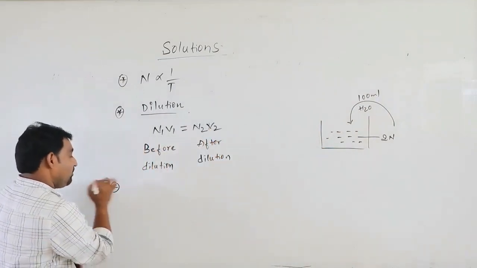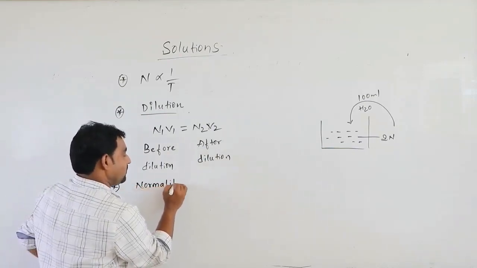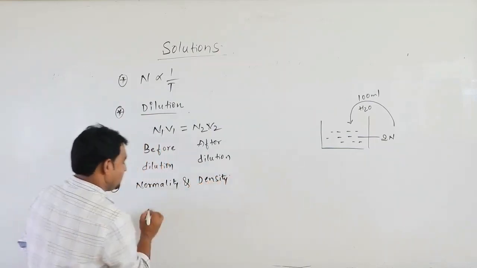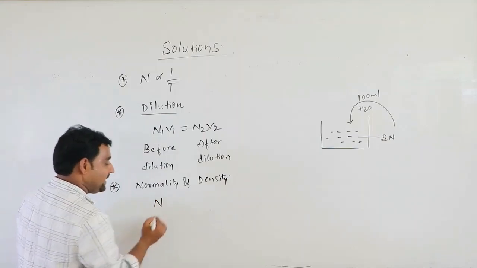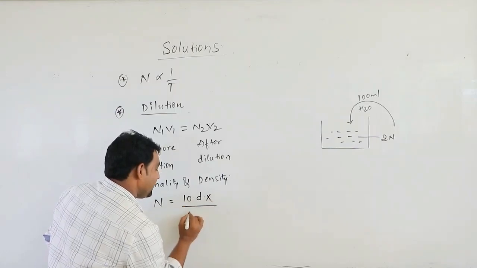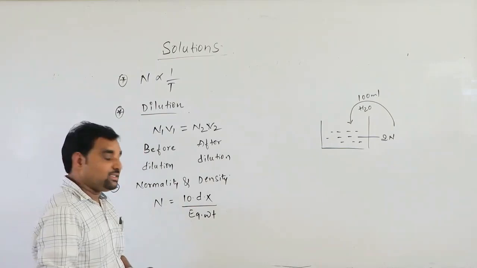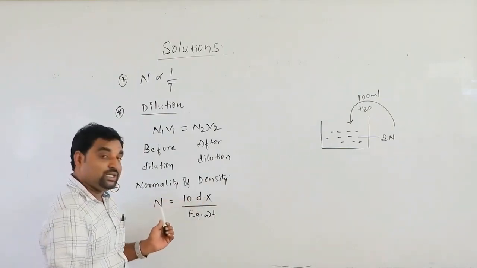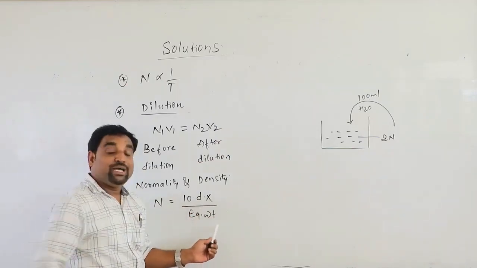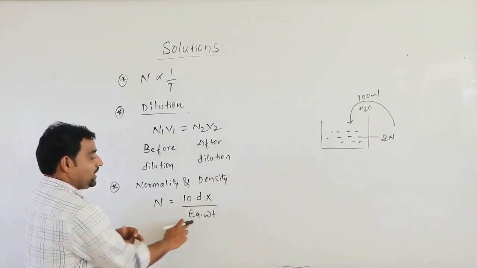And one more important relation is between normality and density. That is the same as that of molarity also. Normality is equal to 10 d into x divided by equivalent weight. In case of molarity we have the same formula, relating molarity and density, that is M is equal to 10 dx divided by the molar mass of the solute. In case of normality we take the equivalent weight.